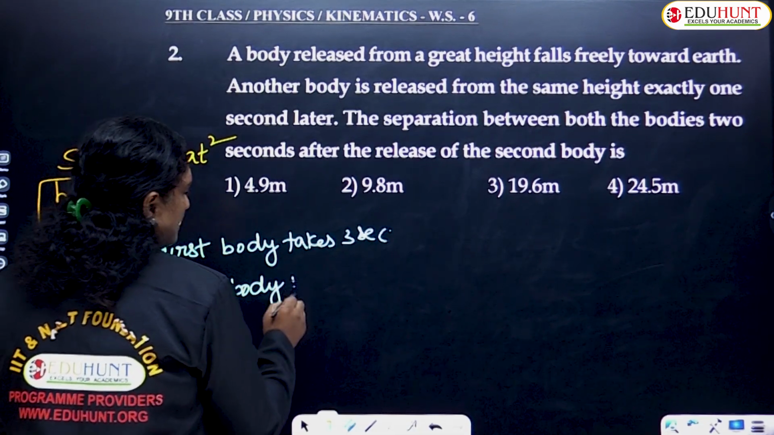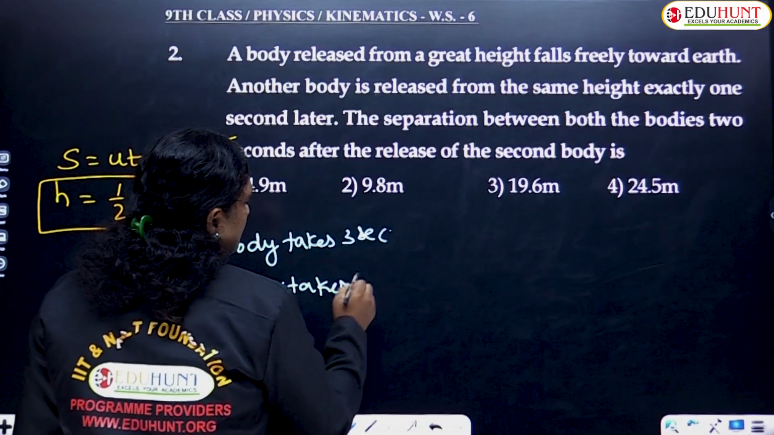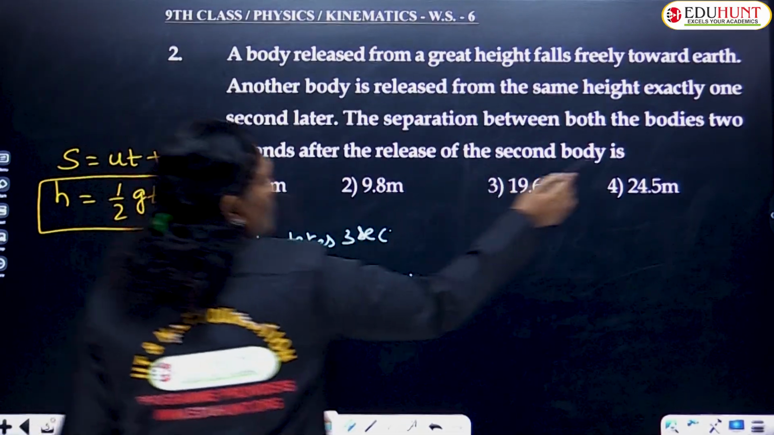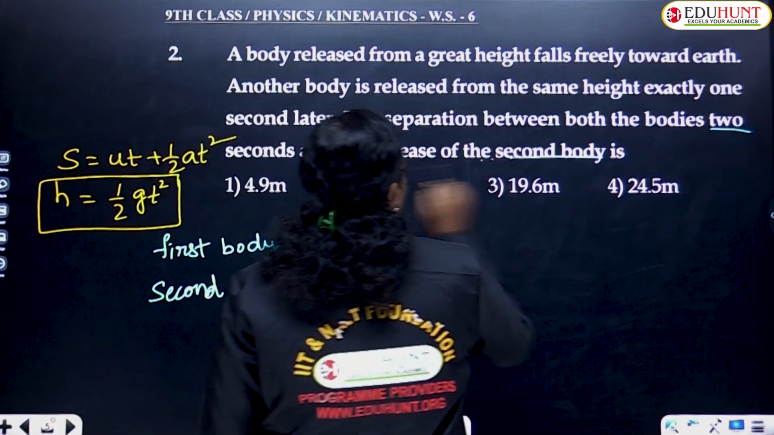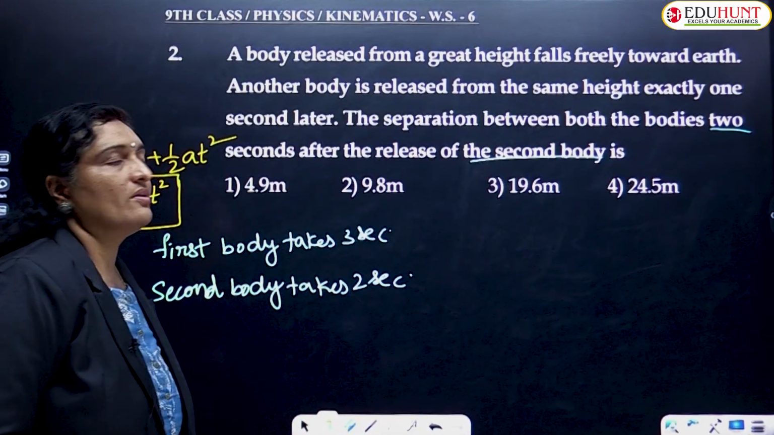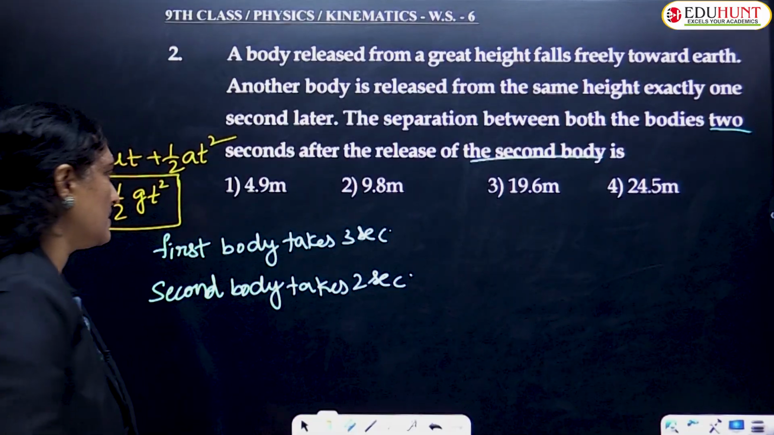Okay, children? Moving ahead, next question. Fourth: a body is dropped from a building of height 1500 meters. After 2 seconds, another body is dropped from the same point.